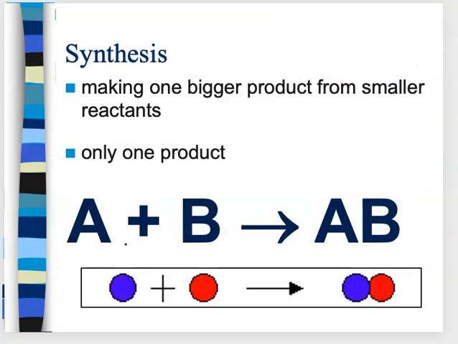All right, a synthesis reaction is making one bigger product from smaller reactants. Frequently, those smaller reactants are two different types of elements, but they don't have to be. They could be two different compounds that come together and form an even larger compound. The hallmark of a synthesis reaction is that there's only one product, and it must be a compound.